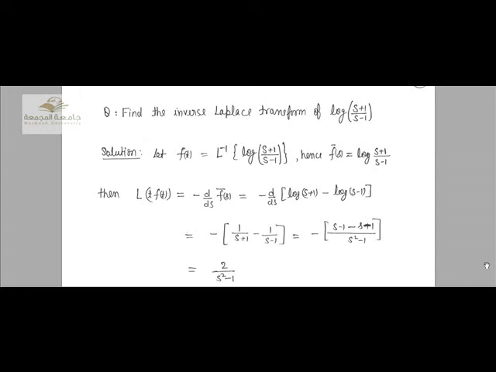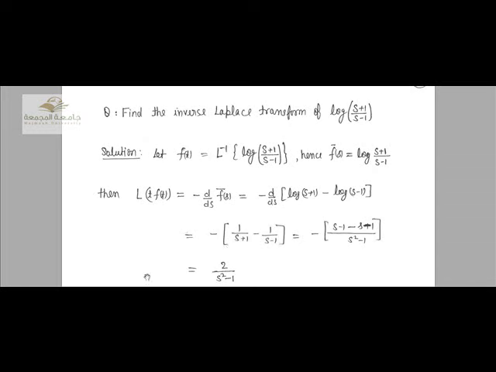So, example first is taken as log (s+1)/(s-1). Solution: let f(t) = L inverse of log (s+1)/(s-1). Hence, f bar(s) = log (s+1)/(s-1). Then L{t f(t)} = -d/ds f bar(s). This is equal to -d/ds [log(s+1) - log(s-1)].